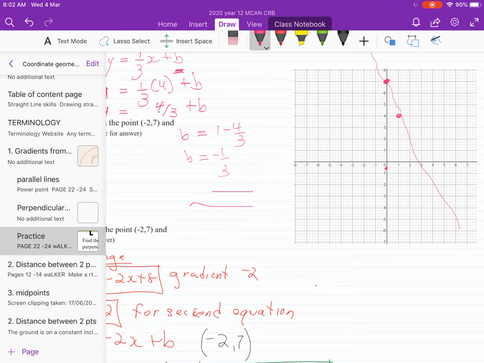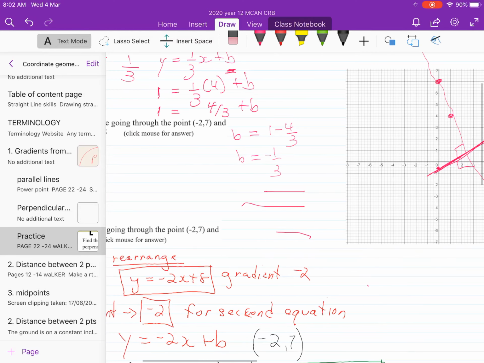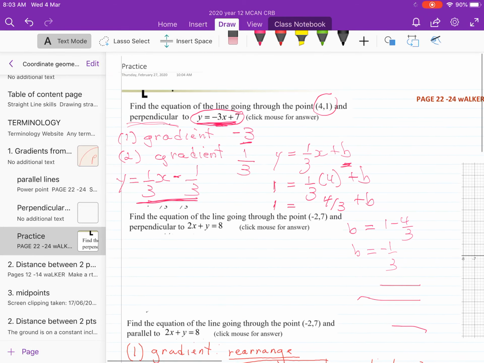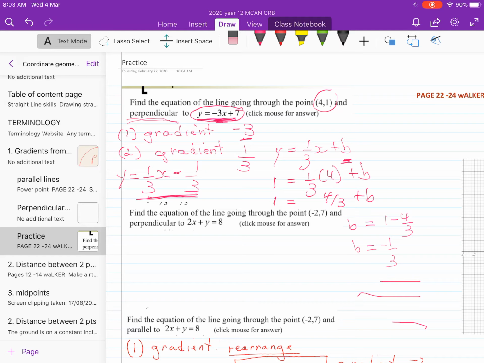Then I go down 1, and I'm going to get a graph that goes sort of like this. It's going to be perpendicular to that line. It's not going to be great because it's very hard to draw, but I can certainly do it on my graphing calculator if I need to.